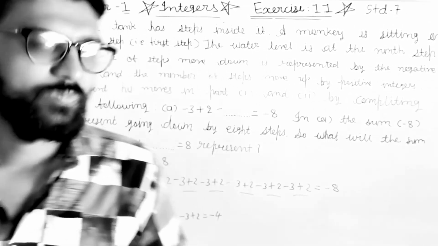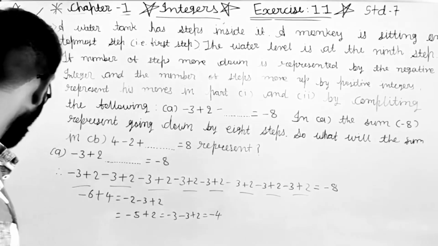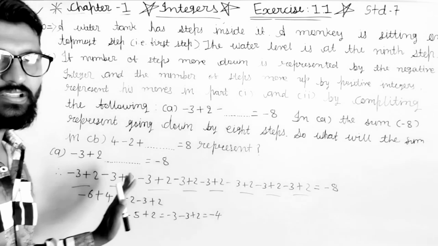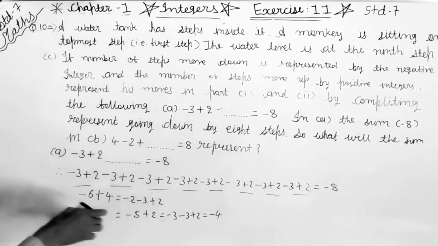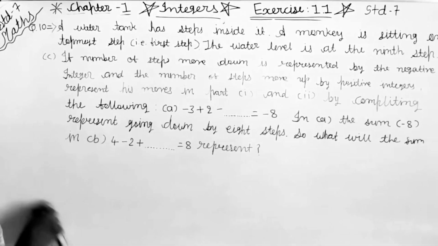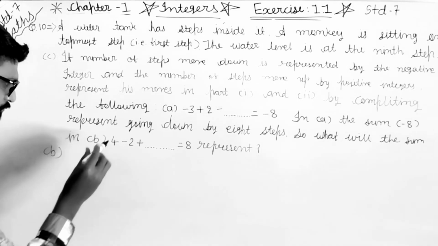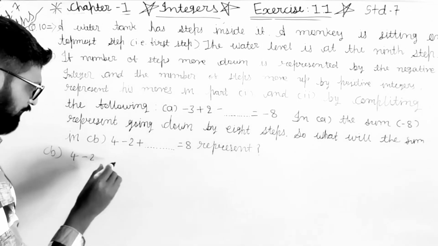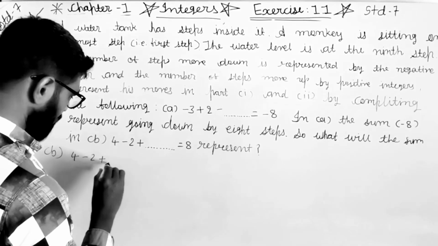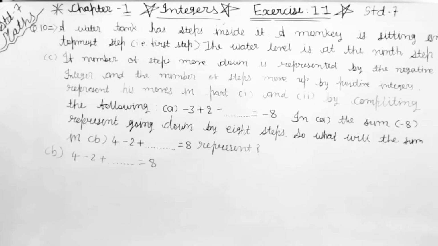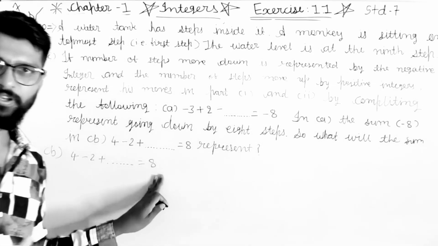Is that clear? Now I am moving on to part B. I have no space, so I am erasing this and trying to solve your question B. Now see, as per our question B, the monkey is doing the same thing here. Then we have to add something here, and our answer will be positive 8.